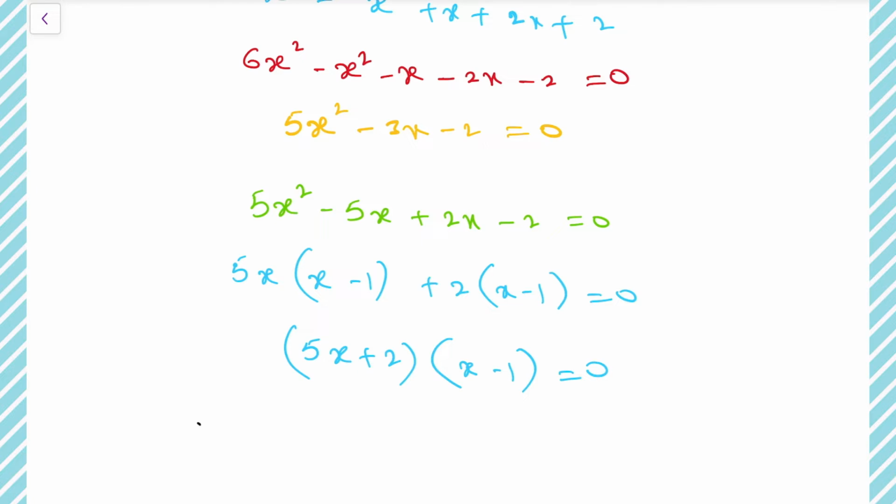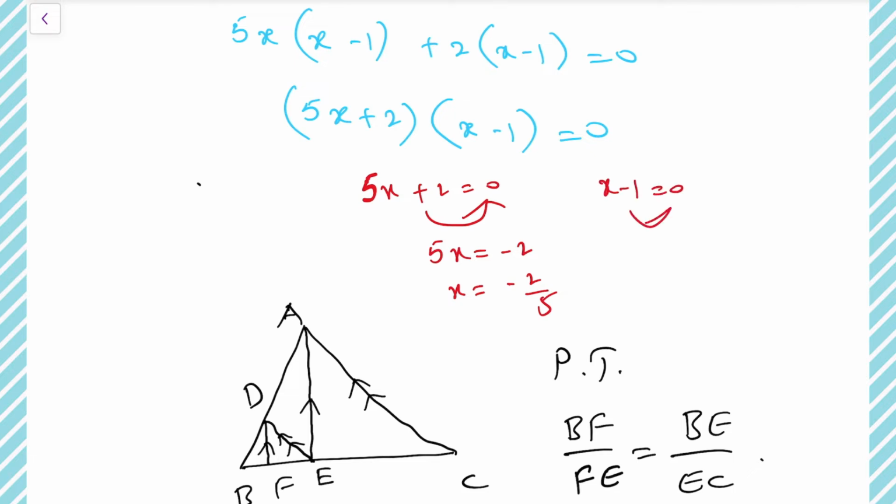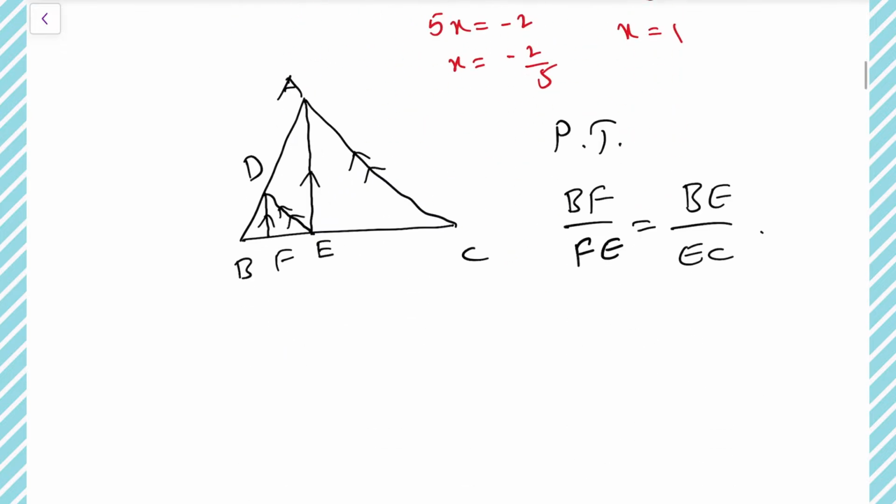Now making the factors equal to 0, that is 5x plus 2 equals 0. Then take plus 2 to the right side, then we will get 5x equals minus 2. Then x equals minus 2 by 5. The same way, x minus 1 also make it equal to 0. Then minus 1, if we take to the other side, it will become plus 1. So x equals plus 1.